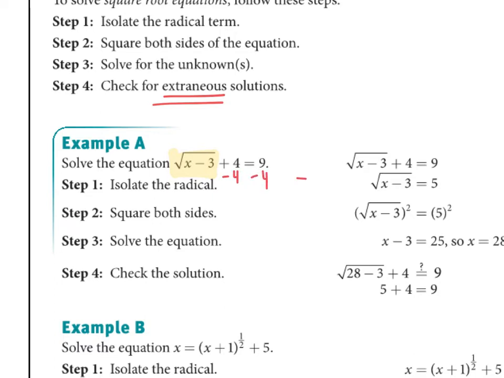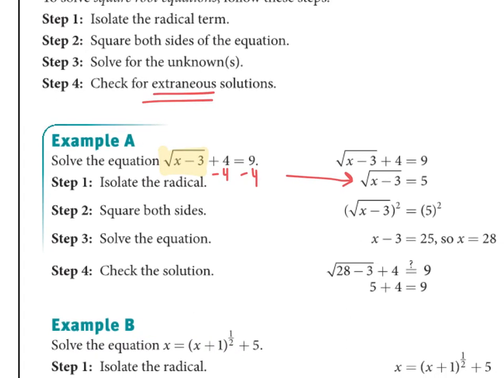Okay, and that's taking us to this step right here. Then what we're just doing, to get rid of that square root, just like we saw in the warm-up example, is we will square both sides. So squaring the square root of x minus 3 makes it just become x minus 3. And then we have x minus 3 equals 25. Add 3 to both sides, we get 28.